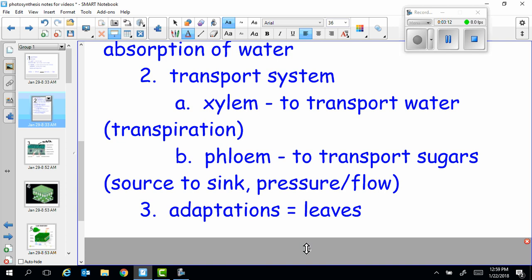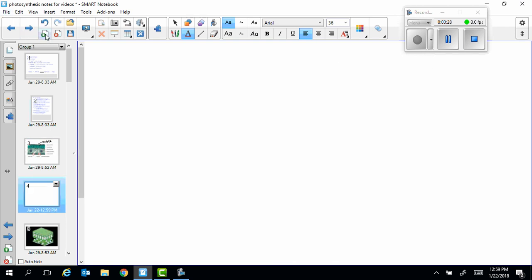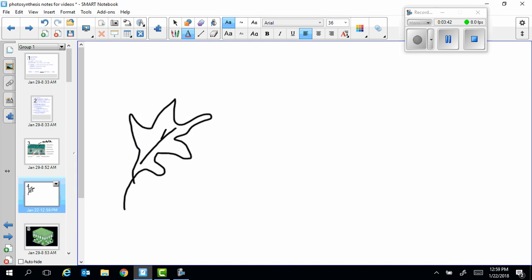All right, the third adaptation is leaves, and we're going to spend quite a bit of time on the structure of a leaf. First of all, a cuticle is the waxy covering. If you want to draw, it might be more helpful if I make a new screen and draw one right here along with you. If I have a leaf, you know how I can't draw. Here's my leaf. Let's say this is an oak leaf. And these lines are what are known as veins.